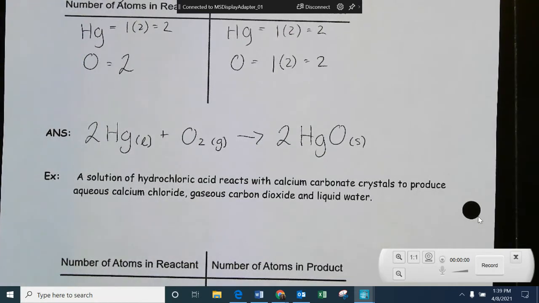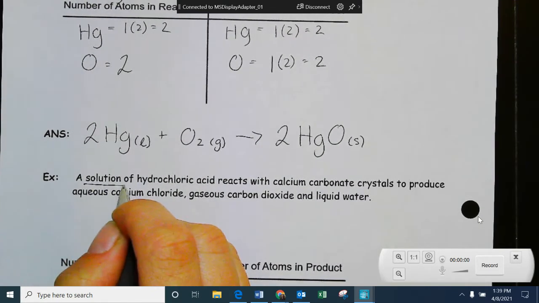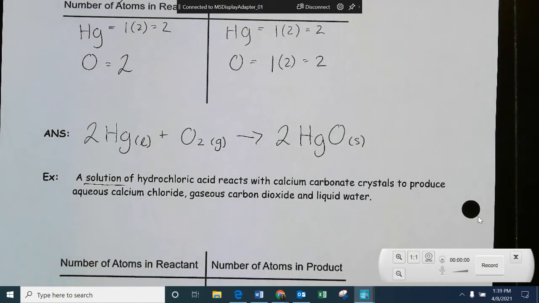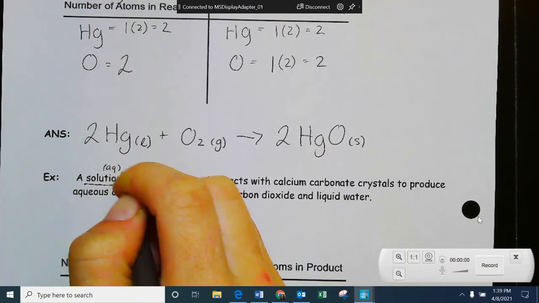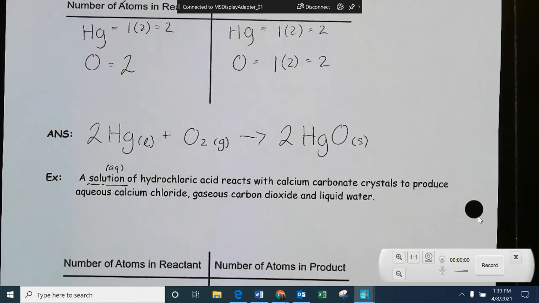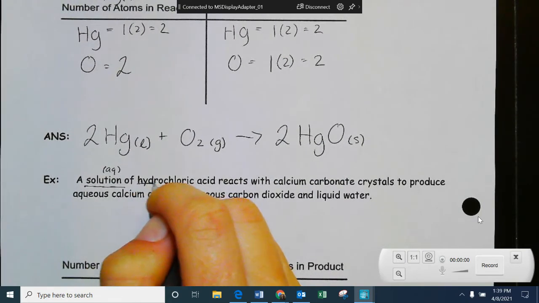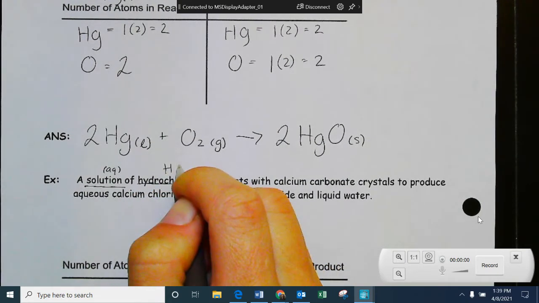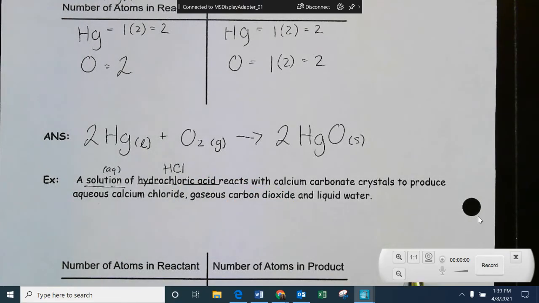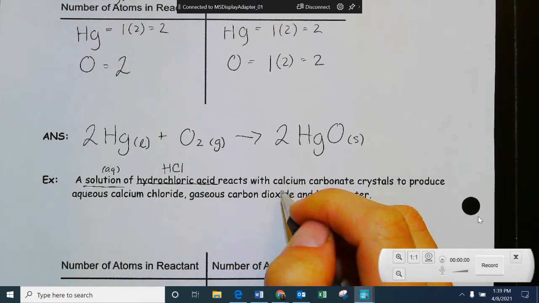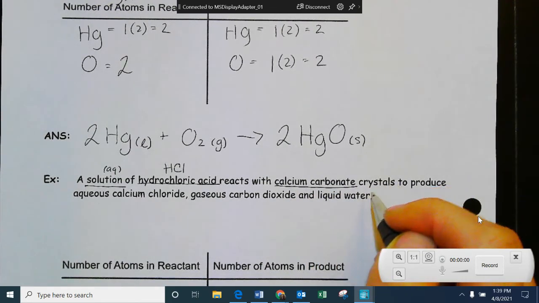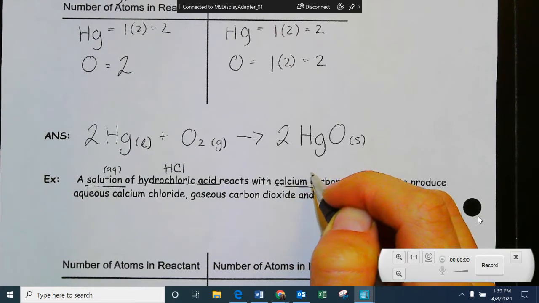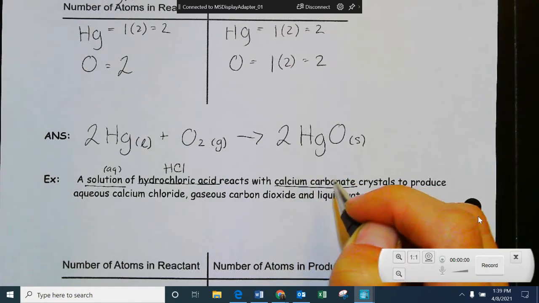All right. Next one, we've got a solution. So a solution is aqueous. A solution is always something dissolved in water. It's going to be something that's aq. So I'm just kind of taking these words and pulling them out. Hydrochloric acid is going to be HCl. It reacts with calcium carbonate crystals. So calcium carbonate, it's an ionic compound with a polyatomic in it.